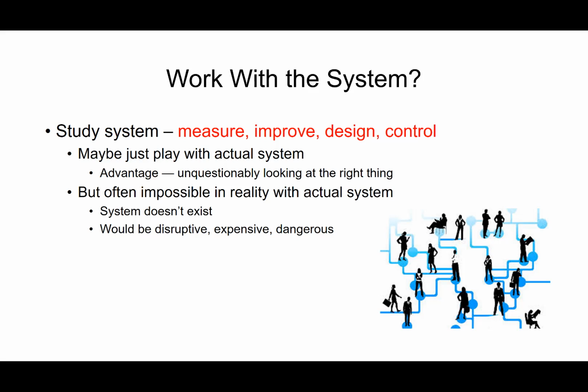So in a study system, there's measure, improve, design, and control. So maybe just play with the actual system is one option. It's an advantage as you could unquestionably be looking at the right thing. However, it's oftentimes impossible or very difficult to do so. The system may not exist, or perhaps it'd be disruptive or expensive or just not particularly feasible. So in many cases like this, the actual complete system just can't be modeled.